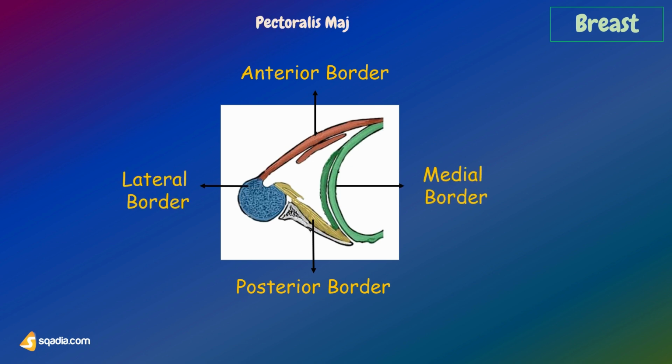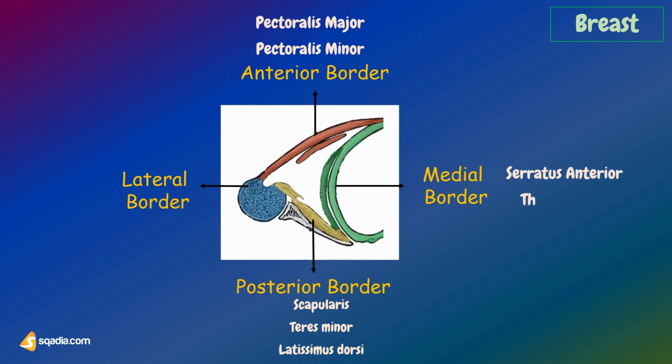At the anterior border, there are 2 muscles present: pectoralis major and pectoralis minor. At the posterior border, we have the subscapularis, teres minor, and latissimus dorsi muscles. At the medial border, serratus anterior and thoracic wall are present. As for the lateral border, we have the intertubercular sulcus. That concludes the location and description of the breast.